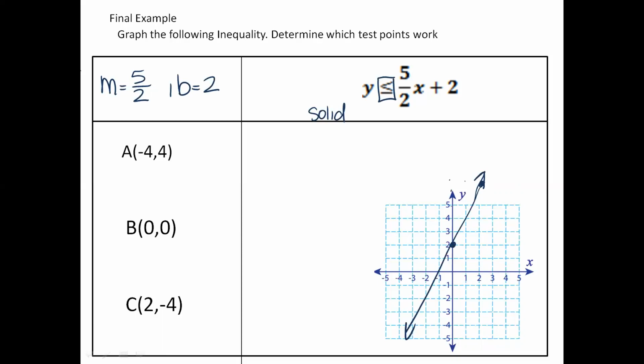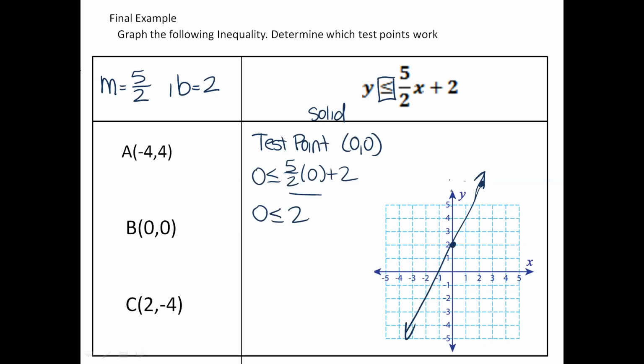And let's go ahead and shade this. Let's see how we're going to shade this, and we'll try to make it a little bit more clear. We still want to use our test point, so test point is going to still be 0, 0. Test point 0, 0 will be plugged in. 0 is less than or equal to 5 over 2 times 0 plus 2. Beauty about it, anything times 0 is just 0, so 0 less than or equal to 2. Is that true or false using test point 0, 0 here? In this case, 0 is less than 2, so we do want to shade it to that side.